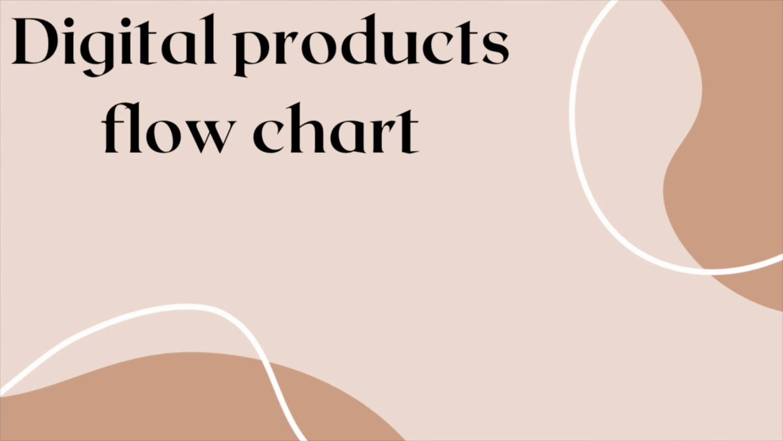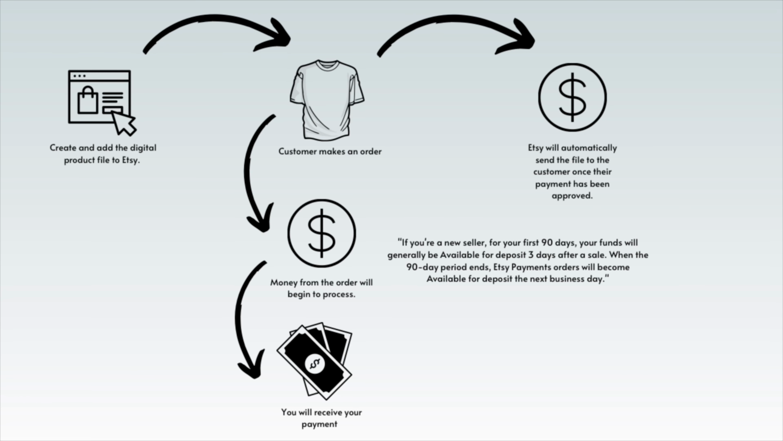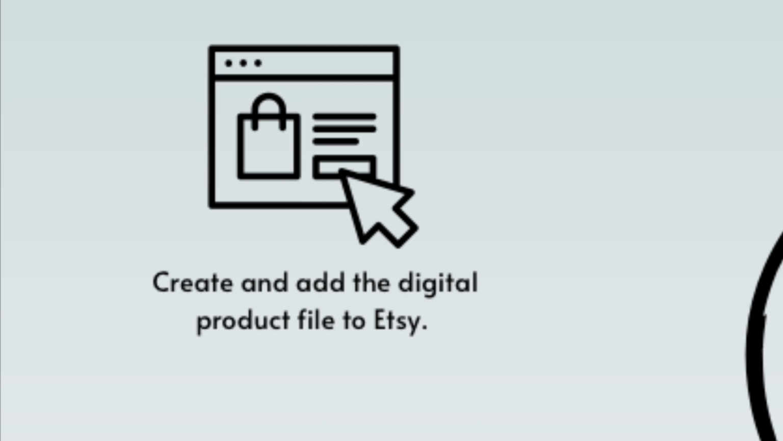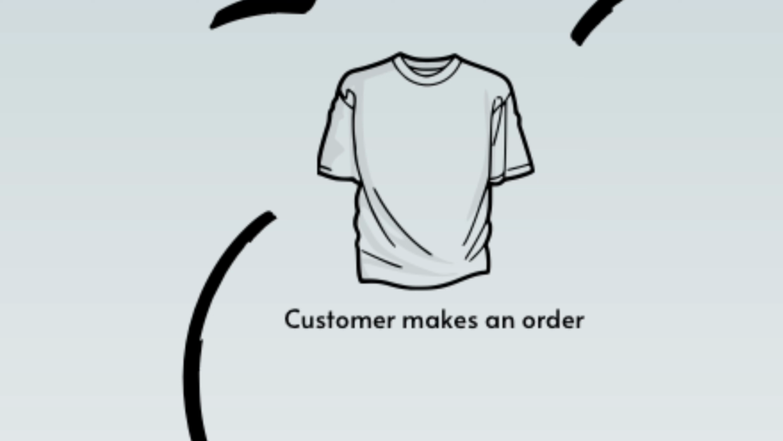Now we are going to move on to the digital products flowchart that I created for this video. So in this example, I am assuming that you have already done some product research and made a few items. So now in the first step, you are going to create and add the digital product file to Etsy. Once you've done that, I'm assuming that you've made your first sale.